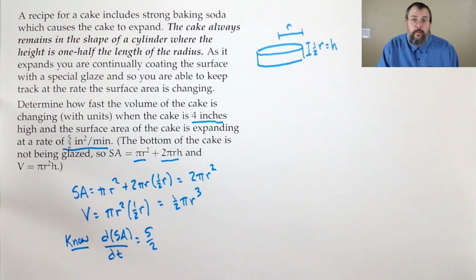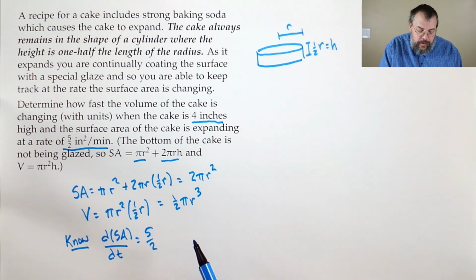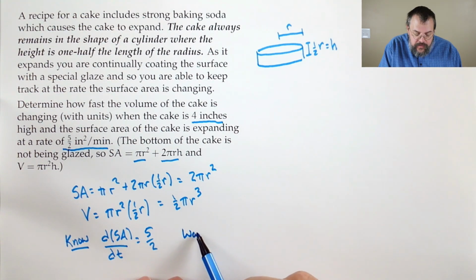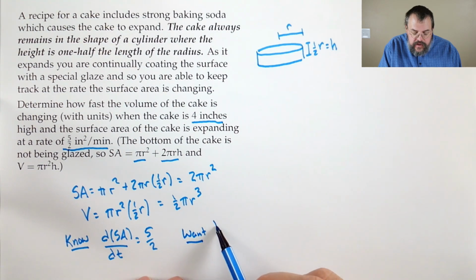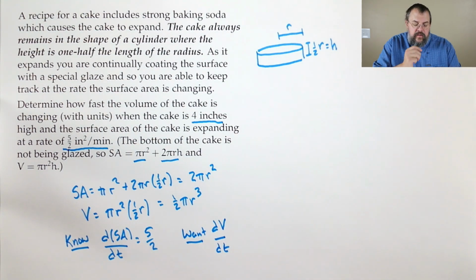Okay, what do we want? We want to know what is happening to the volume. So determine how fast the volume of the cake is changing, dV/dt. Here's the interesting thing: we do not currently have a formula that directly links surface area and volume. We could, in theory, get one.